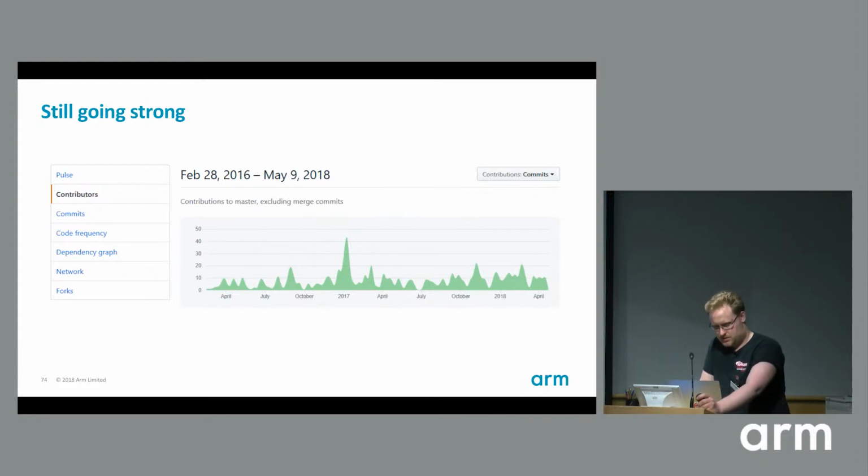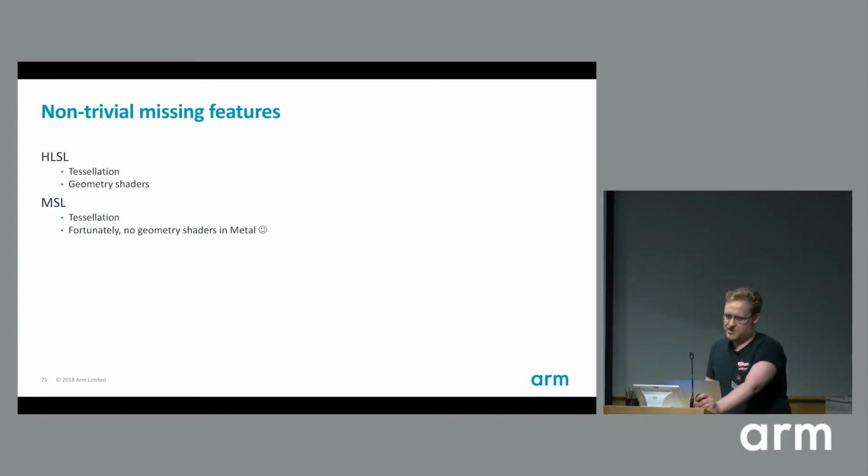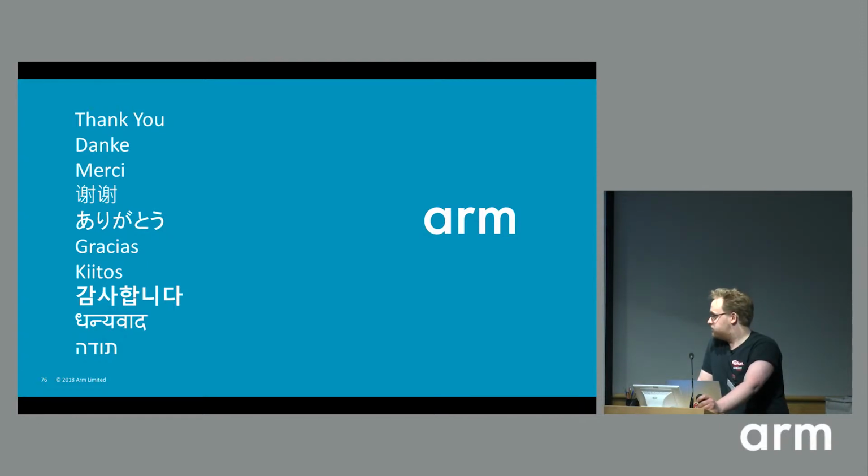over 2 years. There are some non-trivial missing features. Fortunately, no one has really asked for these with a strong reason for having them, like HLSL tessellation and geometry shaders. Those will be pretty terrible because HLSL is very different. Metal, fortunately, doesn't have geometry shaders, but it has tessellation, so who knows. But yeah, no one has seriously asked for this feature yet, so please don't troll me and open an issue after this. Yeah, so that was it.